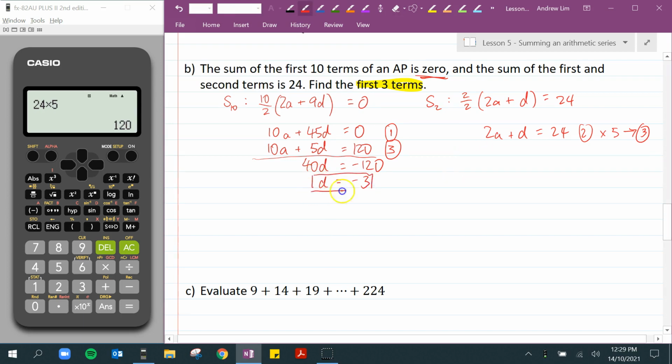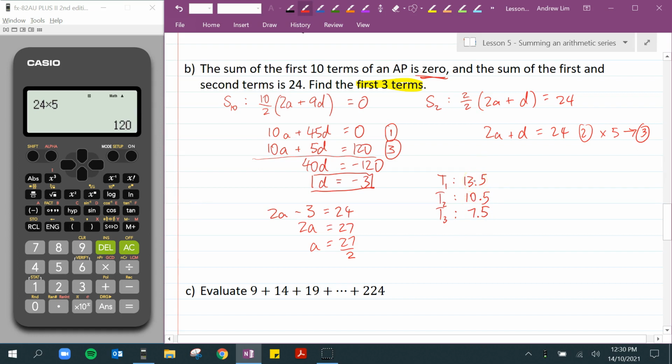So let me just put a box around this. Right, so we've got 2a plus minus 3, which just becomes minus 3, is equal to 24. So 2a is equal to 27. a is equal to 27 over 2, or 13.5. So that means the first three terms. Well, we know the first term already, 13.5. The second term, well, we know because it has a common difference of negative 3, it needs to go down by 3, so this has to be 10.5. And the third term has to be 7.5.